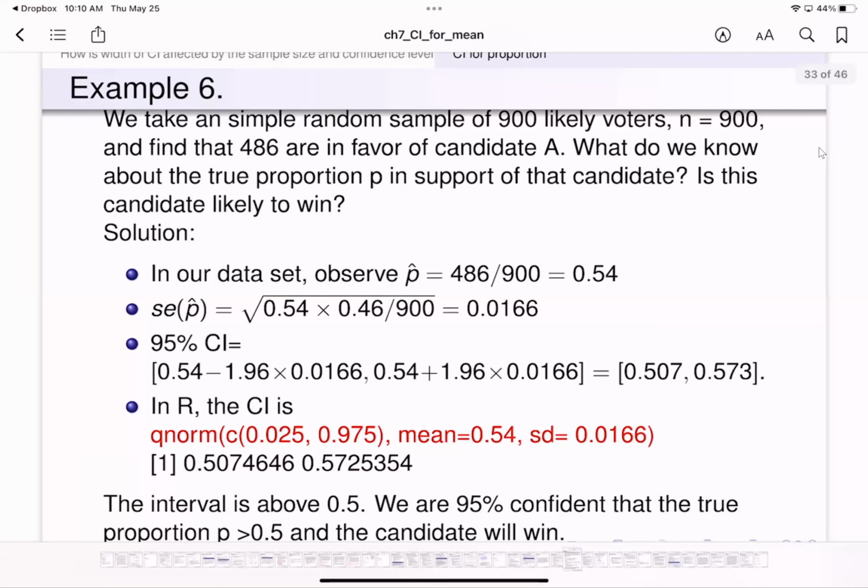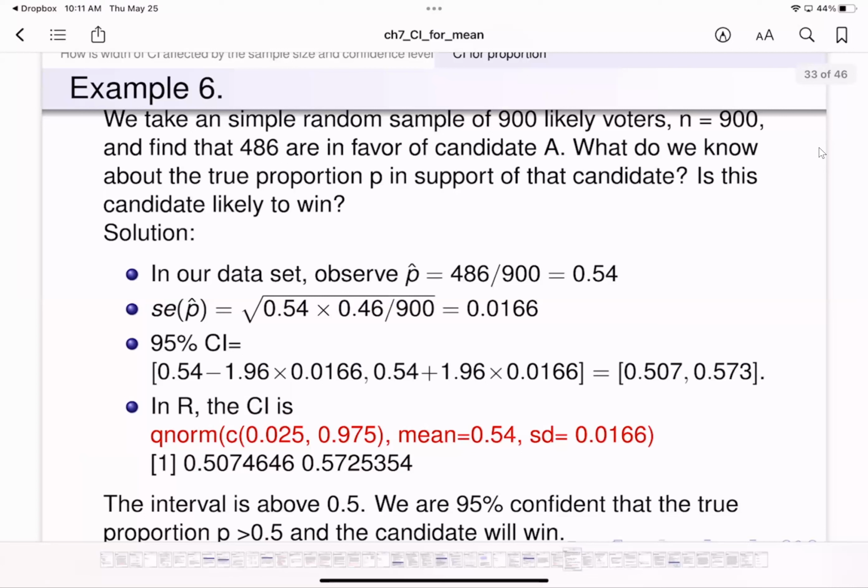So let's first compute the estimate. p hat is the sample proportion, 486 divided by 900, and that gives us 0.54. Then what we need to make sure of is whether, if we consider 1.96 standard deviations below this p hat and 1.96 standard deviations above it, the entire interval is above 0.5 or not. So for the standard error in this case, we use p hat times 1 minus p hat, divide by n, and take the square root.